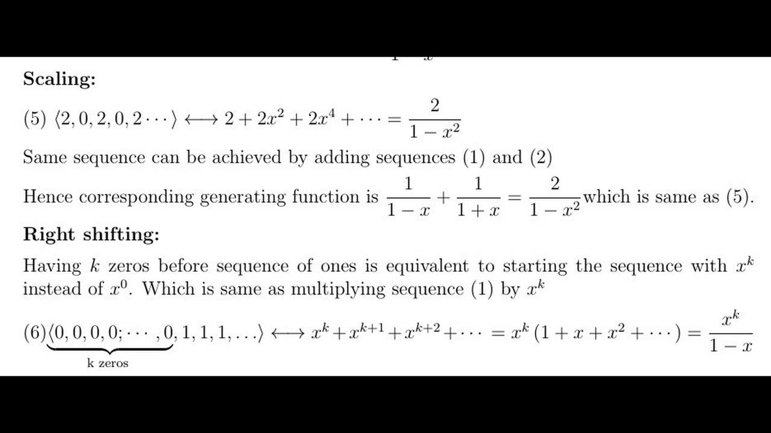Now suppose we want a generating function for the sequence 0 0 0 k times followed by 1 1 1 1. So it is as good as sequence 1, but there are k zeros before the first one, which means the corresponding power series is x raised to k plus x raised to k plus 1 and so on, which means you need to multiply by x raised to k. So generating function for sequence 1, if it is multiplied by x raised to k, we get k zeros in the beginning. So we can call it as right shifting. We are shifting the required sequence by k terms by adding k zeros before. So right shifting by k terms, so multiply by x raised to k.